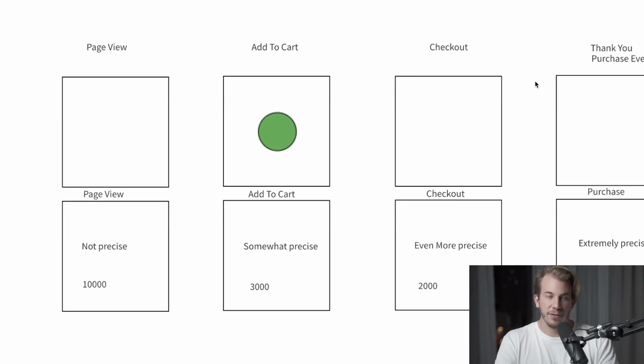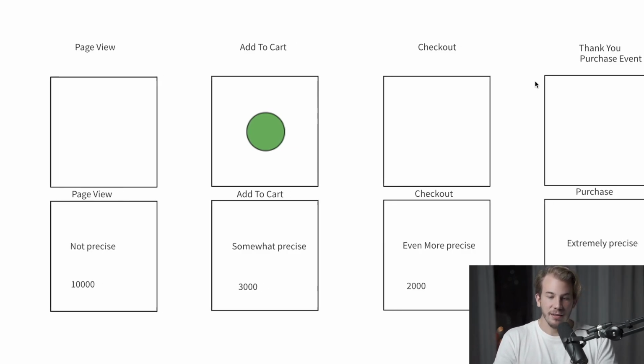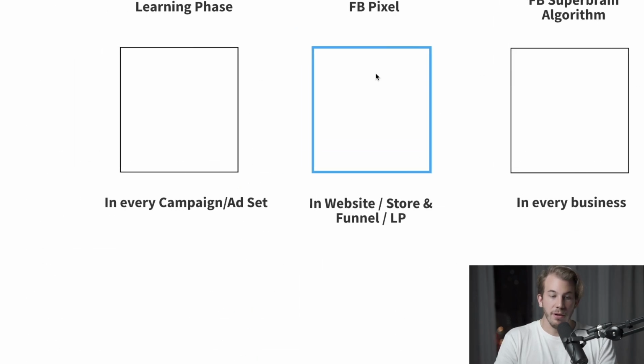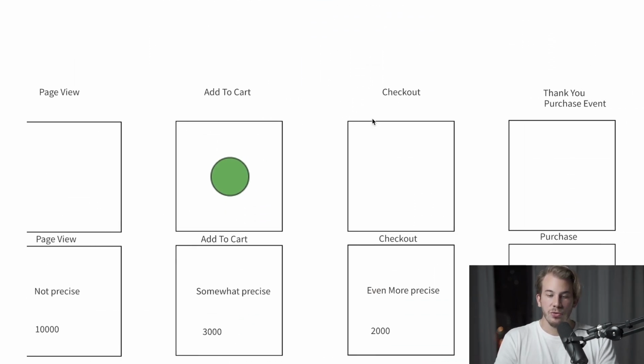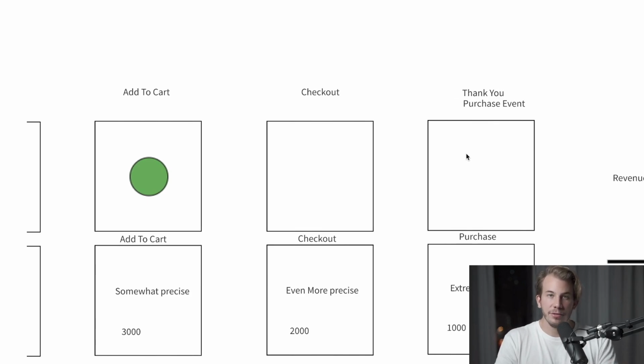And if you have a low budget, like 100 euros per day or 50 euros per day, it might take you some time to build up that data for your learning phase and for your pixel to get, let's say, 50, 100, 200 purchases. Because this learning phase, it needs data. And maybe you only get 5 sales per week, then it takes way too long to optimize your campaigns.